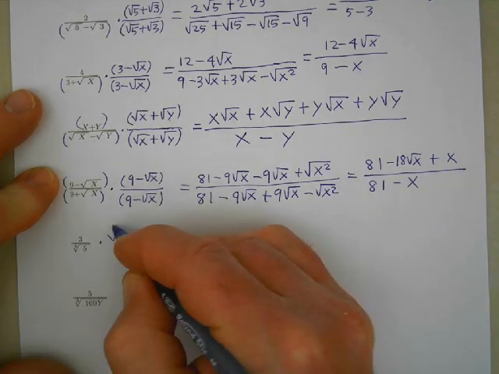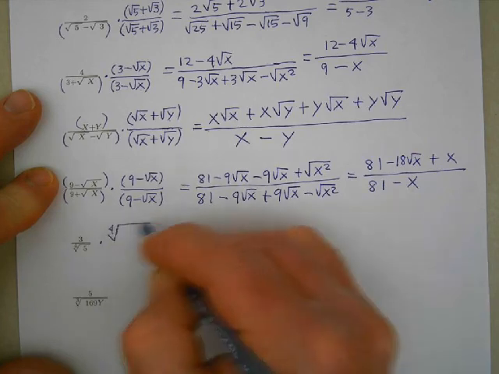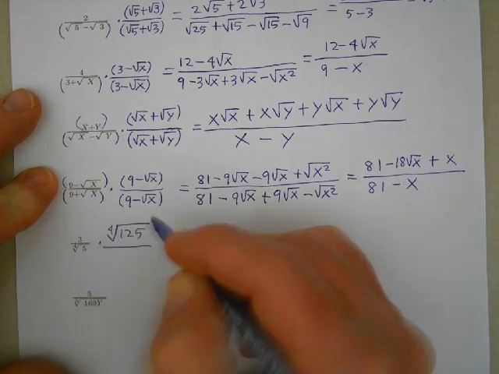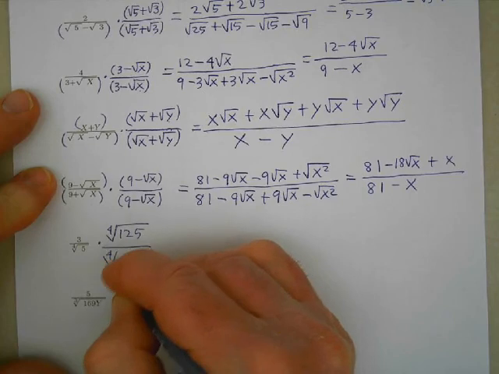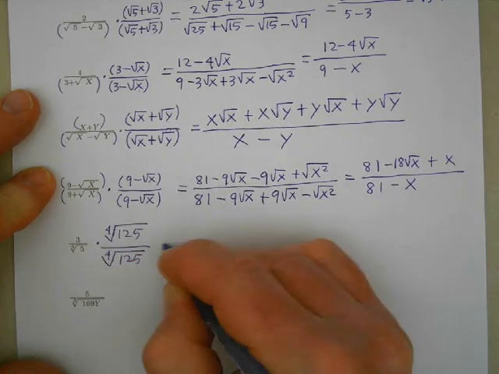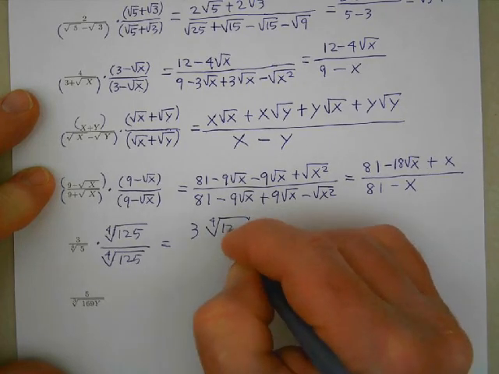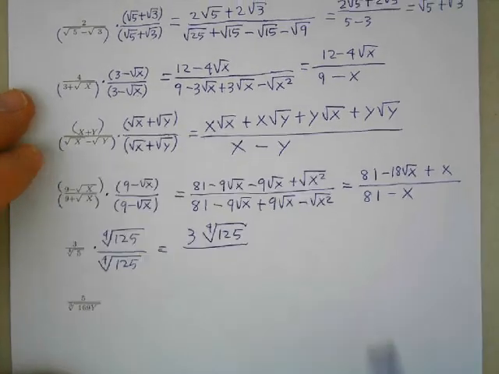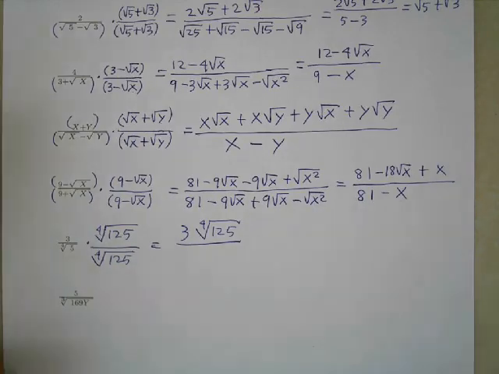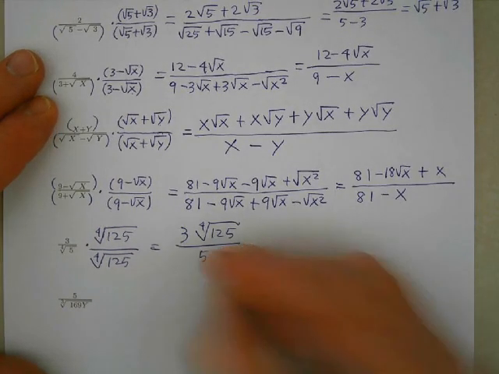So I would have to multiply the numerator by the fourth root of 125 and the denominator by the fourth root of 125. And then I'll get 3 times the fourth root of 125. And in the denominator, the fourth root of 5 times the fourth root of 125 will simplify to 5.